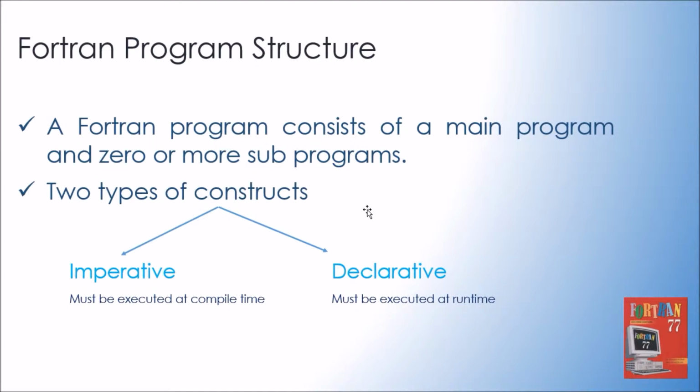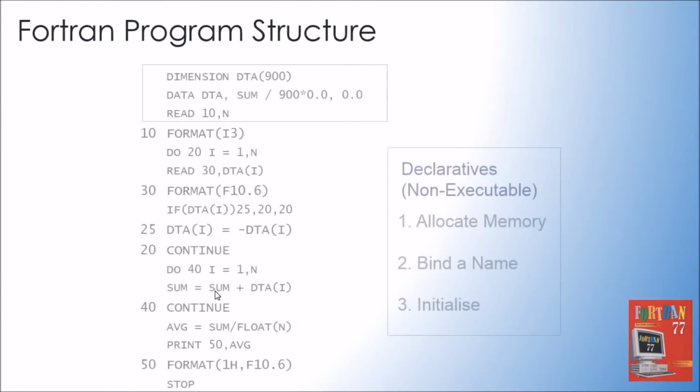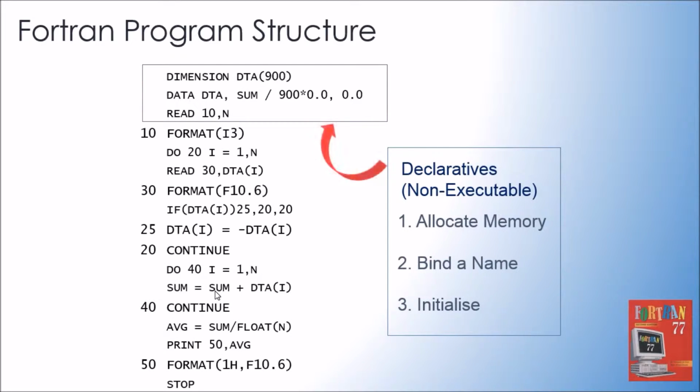A Fortran program consists of a main program and 0 or more subprograms. It has two constructs, imperative and declarative, where imperative must be executed at compile time and declarative must be executed at runtime. This is a simple Fortran program. Here, the highlighted area contains declarative constructs, that means non-executable constructs. Steps of declaring a declarative are: first you have to allocate a memory, then bind a name to it, finally initialize.